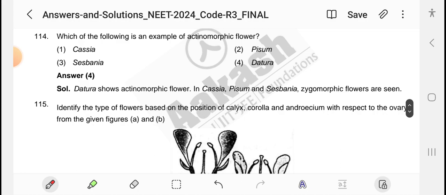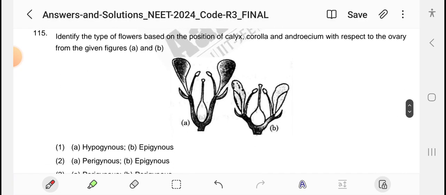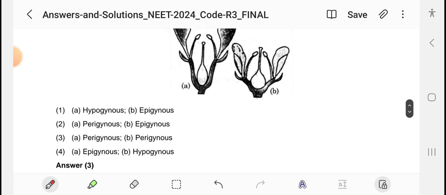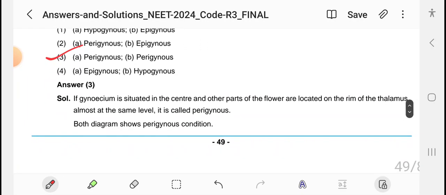Now, which of the following is an example of actinomorphic flower? So the correct option would be option number 4, that is Datura. Next, identify the type of flower based on the position of the calyx and androecium with respect to the ovary. So both the pictures depict a single condition, that is perigynous. So your correct option would be option number 3, perigynous condition.